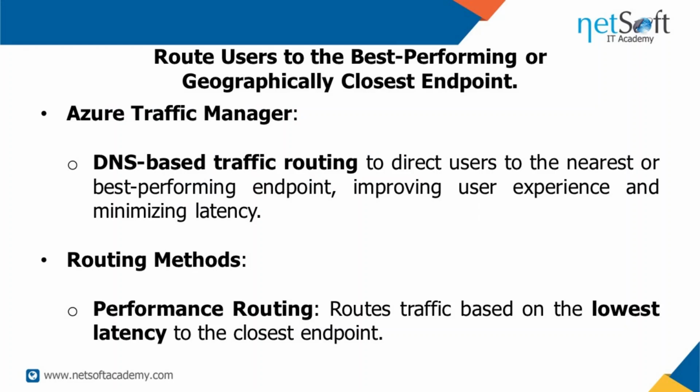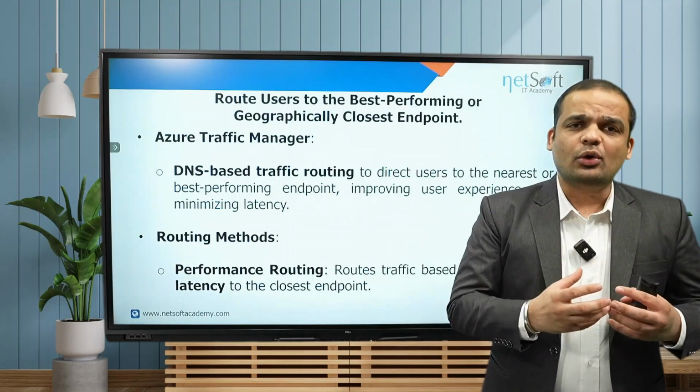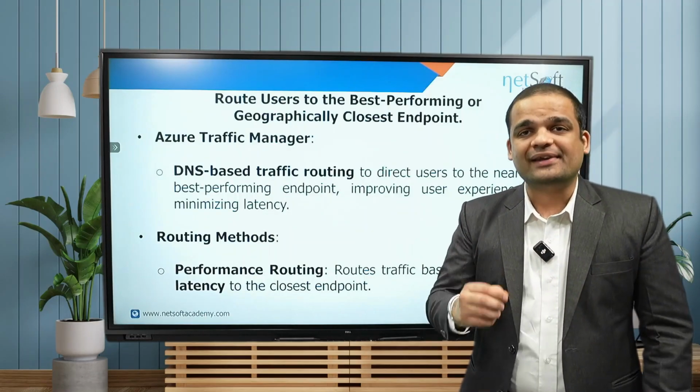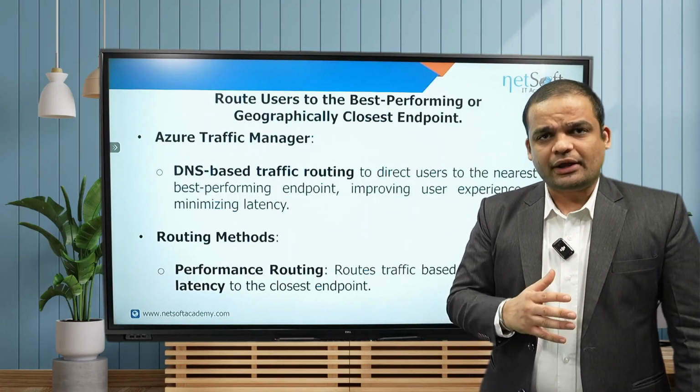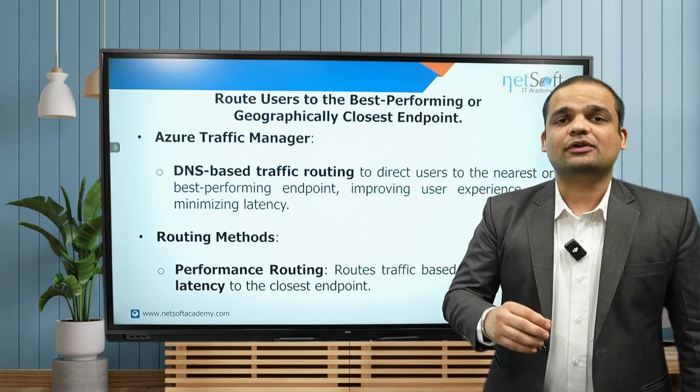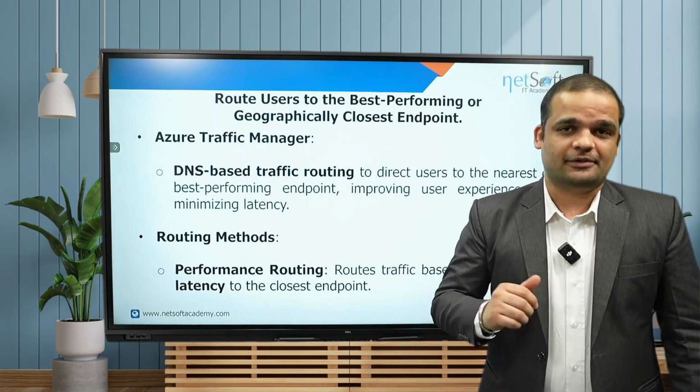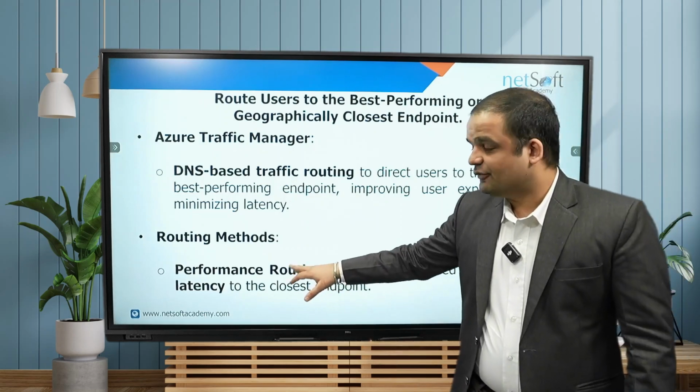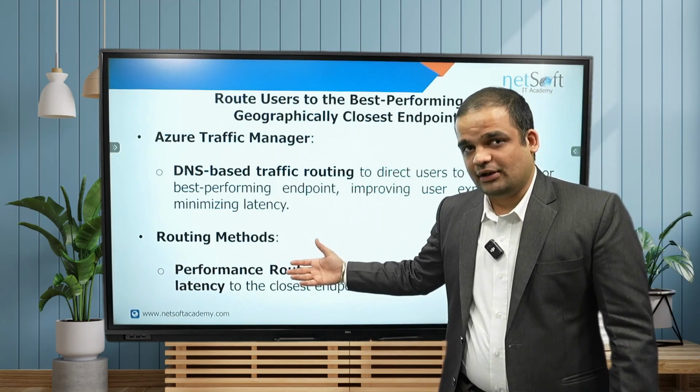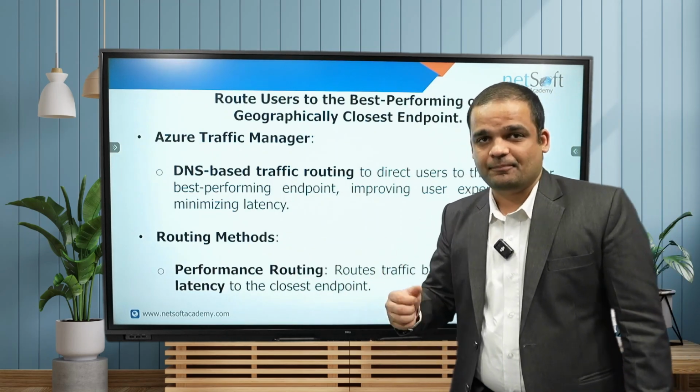Now, performance routing. Well, this method routes traffic based on the lowest latency, ensuring that users connect to the fastest endpoint possible. So that is the first method or category of how you can route the traffic.